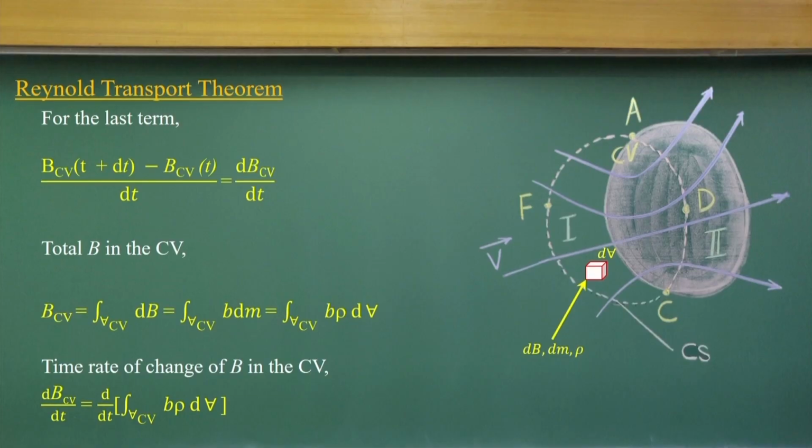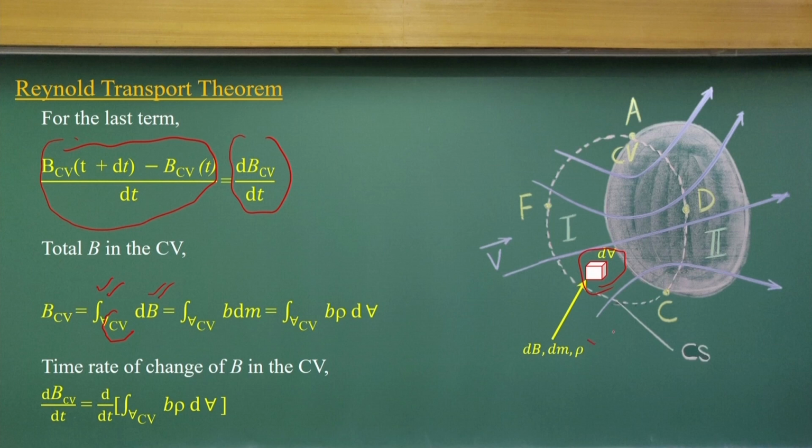Now, if you look at the last term, which is in a very simplified form, by definition, what is this? It is the change of the extensive property B value at the T plus delta T level minus the B value at time T, divided by delta t. That means dB_CV by dt. That is the simple definition. How to compute the B_CV? What is the total extensive property in the control volume? That means you can do a volume integral over the small control volume you have considered here.